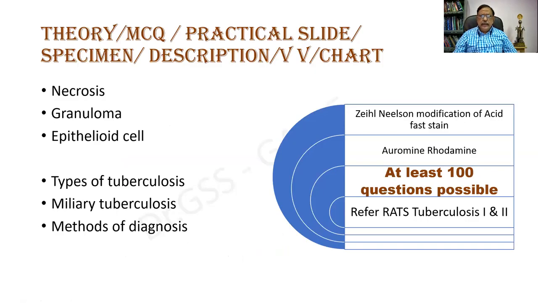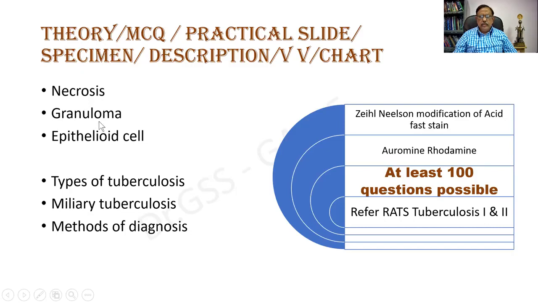Now, this particular specimen can be a question for you in MCQ. In practicals, the specimen can be kept for description or for Viva-voce. A chart also can be created. So there are multiple avenues, and needless to say that it is a long theory question also. And there are multiple aspects that you people will have to see.